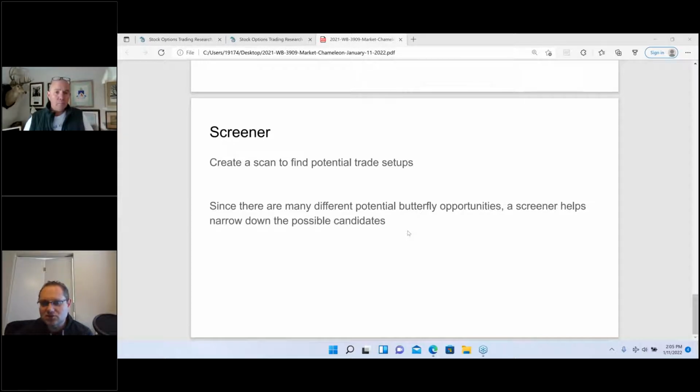All right. If there are no questions so far, I'm going to move on. And the first thing I want to do is show what a butterfly looks like in a payout diagram.